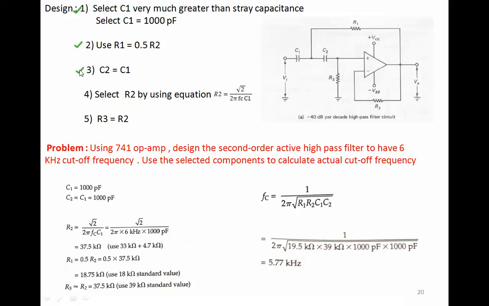C2 is equal to C1, and we can select R2 by using the equation √2 divided by 2 pi FC into C1. So this is also a new formula. R3 is equal to R2. R3 and R2 both are equated here.